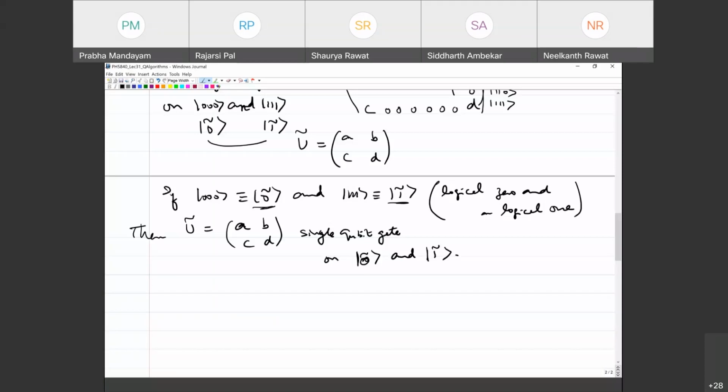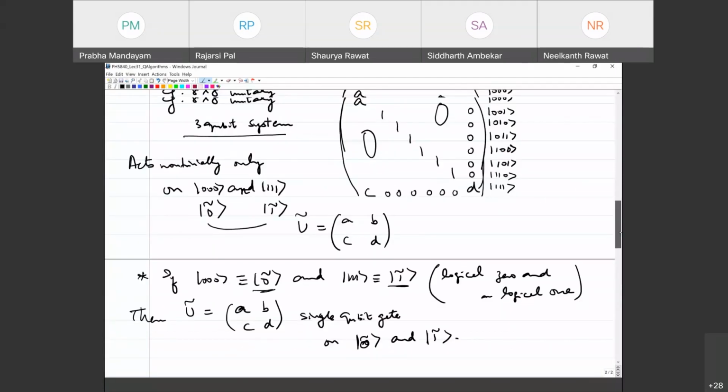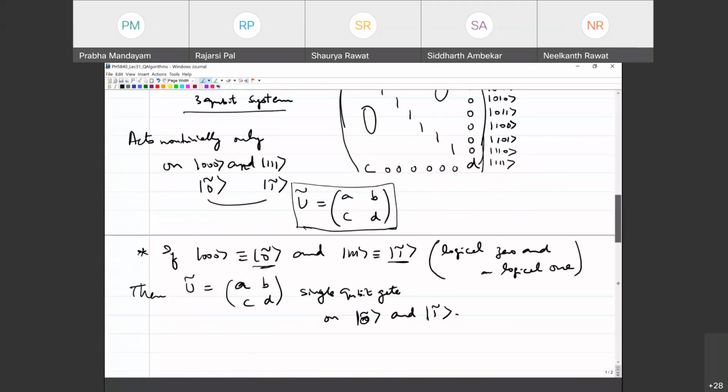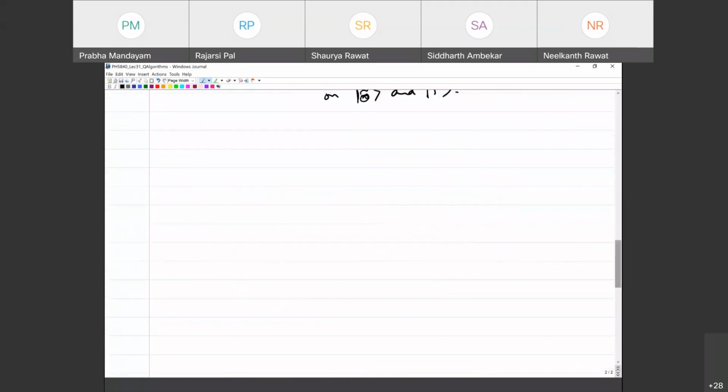So how does this help us? Well, basically, we are now going to show that such a 3-qubit unitary can be implemented using this single qubit gate, right? And a bunch of C-naughts, right? And I'm just going to draw the circuit for you, and then I will leave it to you to judge whether it is correct or not. So I'm going to write down now 3 indices like this, X, Y, Z. It's a 3-qubit circuit, right?